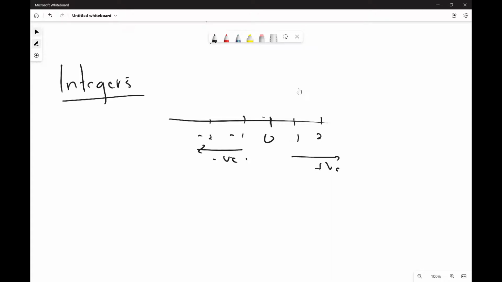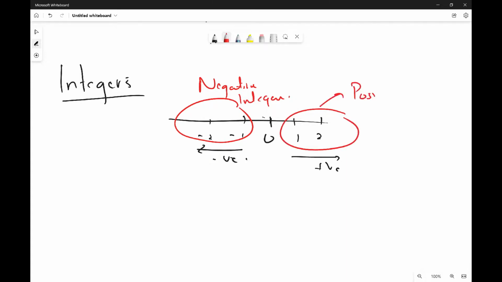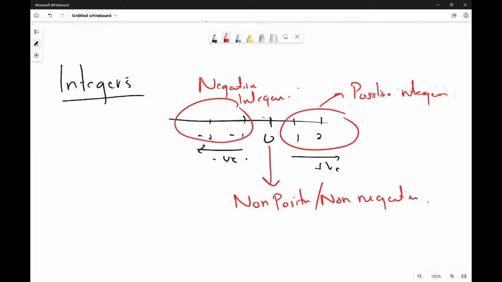All these negative numbers are known as negative integers, and positive numbers are known as positive integers. And the zero is non-positive, non-negative, because zero is a neutral number, so it's neither positive nor negative.